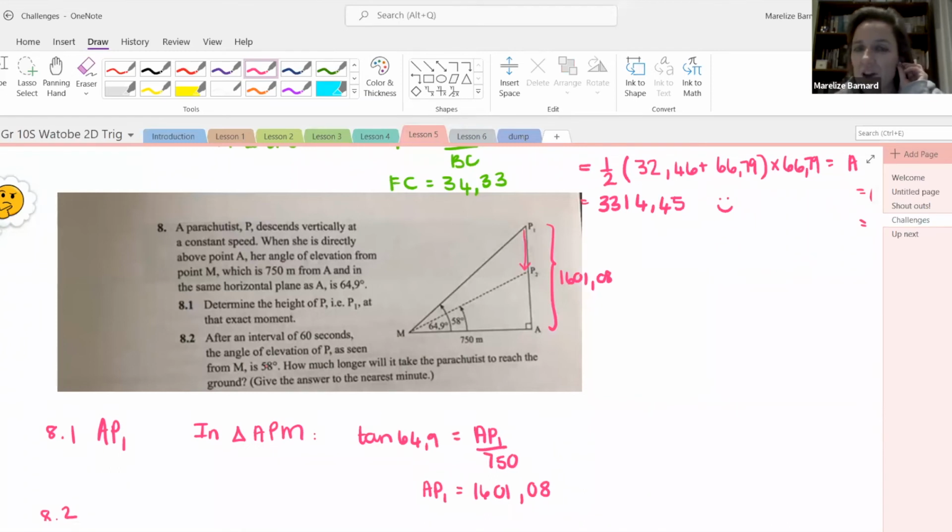Okay. So I wonder if anyone has had a chance to think about it and to throw around some ideas. How are we going to actually do this? Where are we going to start? Pop it in the chat if you know, or put your hand up. Where are we going to start? So she's dropped down now from P1 to P2. And they say that that's taken her 60 seconds.